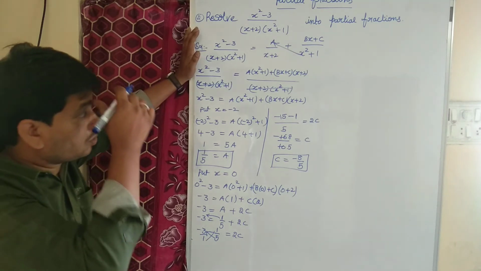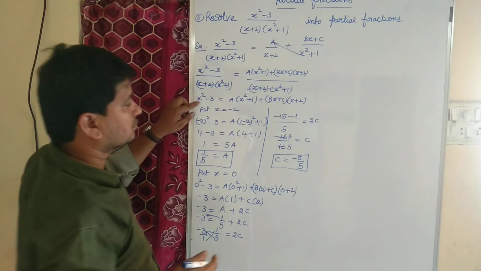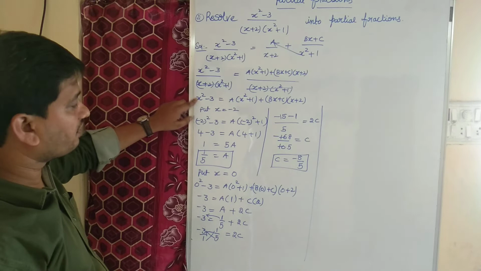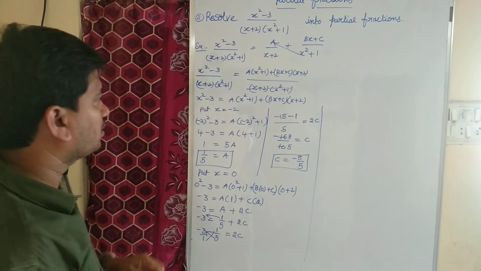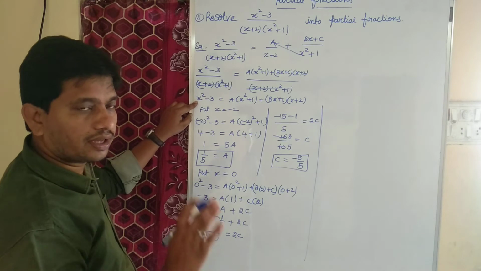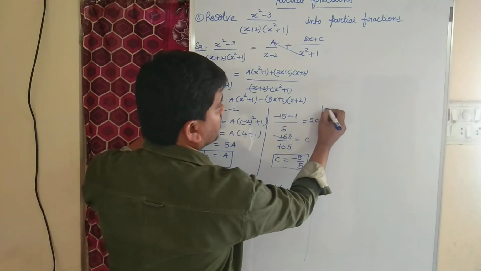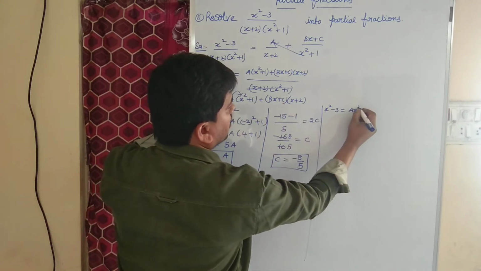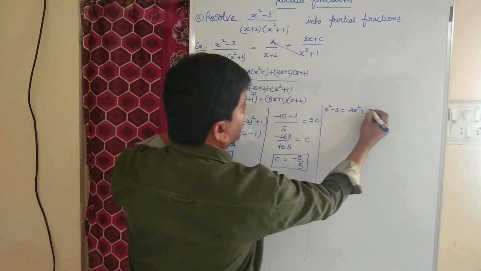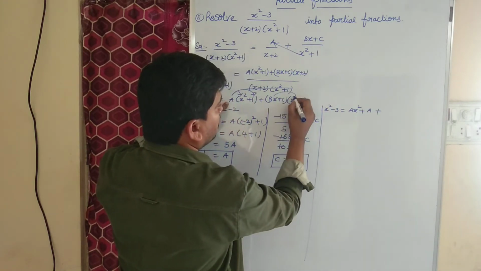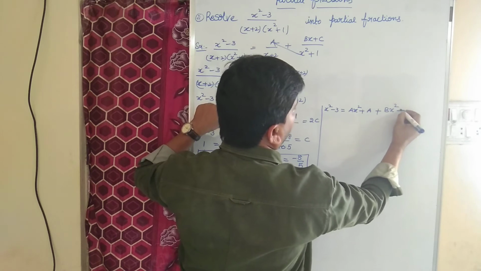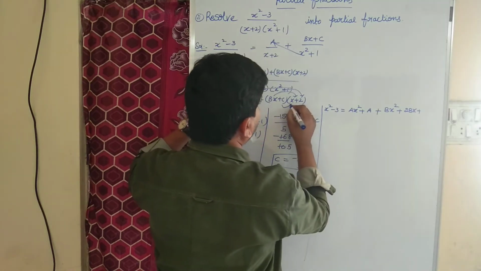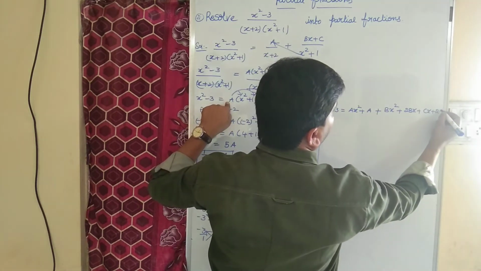Right? Yes. Now we got the value of a, we got the value of c. We need to find the value of b. See, children, here we need to equate the x square coefficients again. See, this I can write as x square minus 3 equal to a into x square, ax square plus a into 1, a, bx into x, bx square, bx into 2, 2bx, c into x, cx, plus c into 2, 2c.